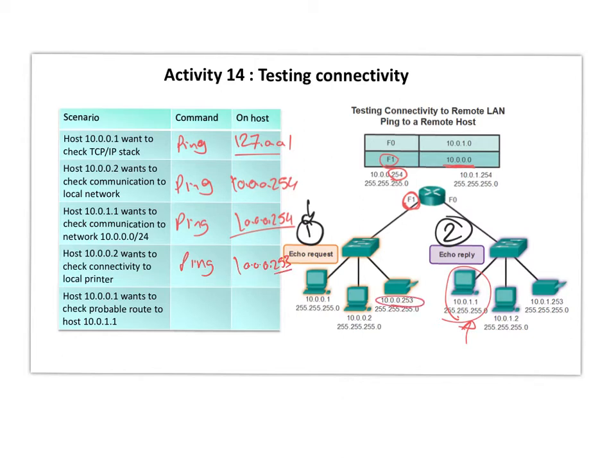Okay? Host 10.0.0.1 wants to check the probable route to host 10.0.1.1. So in that case, that's a traceroute, and the IP address is 10.0.1.1. So not only do you get one line to tell you host confirmation, but you get multiple lines. Each line corresponds to the routers that this packet will go through. So this activity is easy.